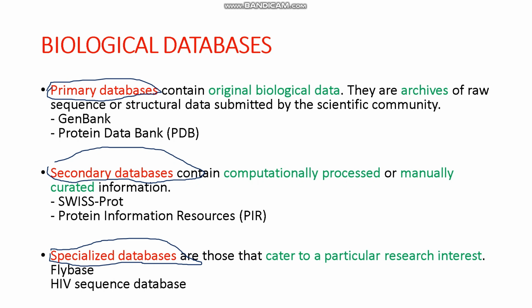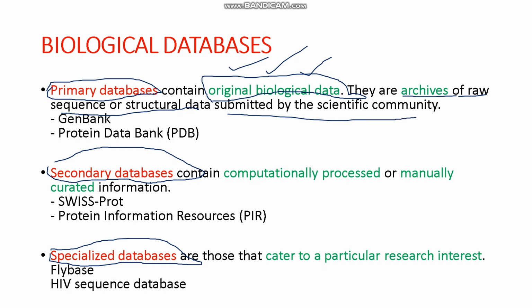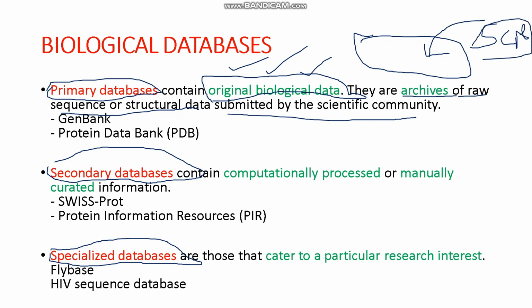In the primary databases, the original biological data is stored. This is the archive of new sequence or new structural data that is submitted by the scientific community. You have to know that the primary databases are those in which the data is submitted by the scientists. The scientists do the research, get the result, and submit that information into the primary databases, and the data is not organized in such a beautiful way, so we can't analyze it very effectively.